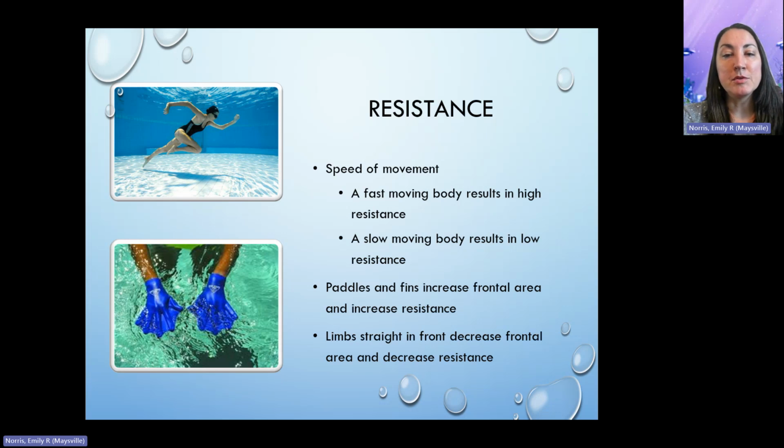The faster your body moves, the higher the resistance of the water. The slower your body moves, the lower the resistance of the water. If you use paddles or fins or do anything to increase the surface area that you're moving in the water, that will increase the resistance. Keeping the limbs straight in front would decrease the resistance, like with swimming. Keeping your arms straight and going directly in front.